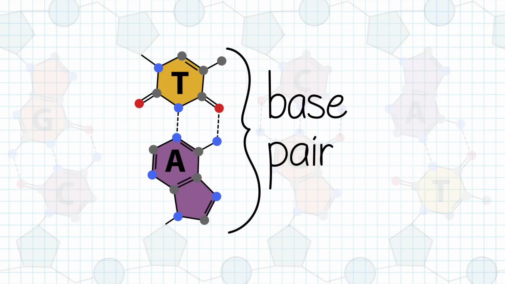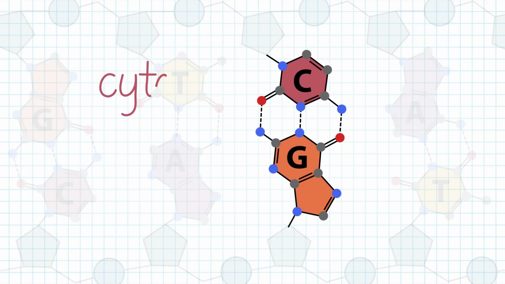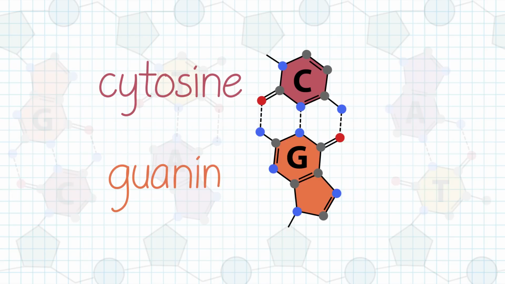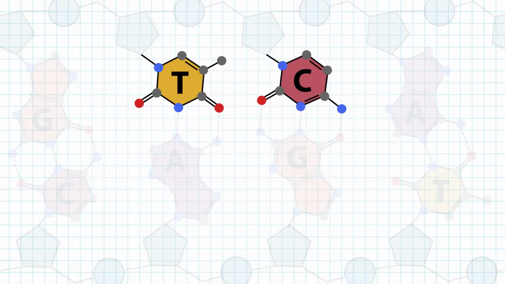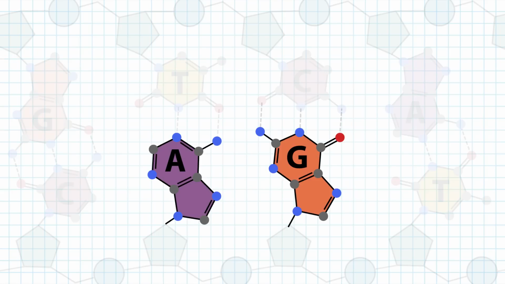The hydrogen bonding contributes to the specificity of base pairing. Thymine preferentially pairs with adenine through 2 hydrogen bonds, and cytosine preferentially pairs with guanine through 3 hydrogen bonds. Thymine and cytosine are called pyrimidines, characterized by their single ring structure, and adenine and guanine are called purines, which have double rings.